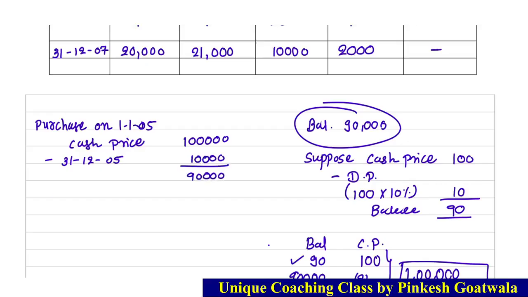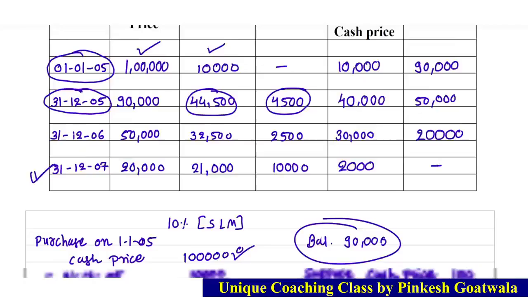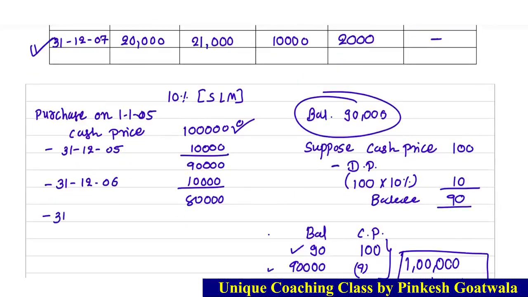Next depreciation will be calculated next year, 31st December 2006. And here remember straight line method, 10%. Straight line method means every year depreciation will be calculated on 1 lakh. So 1 lakh at 10% is 10,000. Up to till how many years do we have to calculate? Up to the last installment, which is 7. So 10,000 every year because it is straight line method. So the amount comes to 70,000. Now we don't need to calculate.